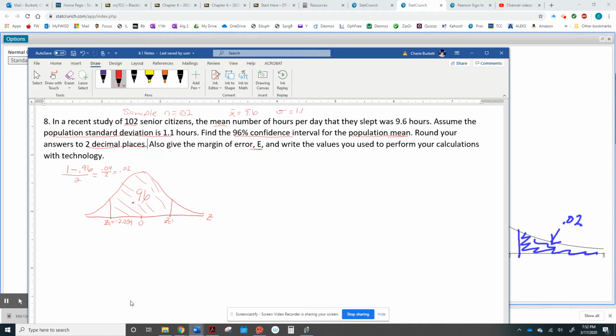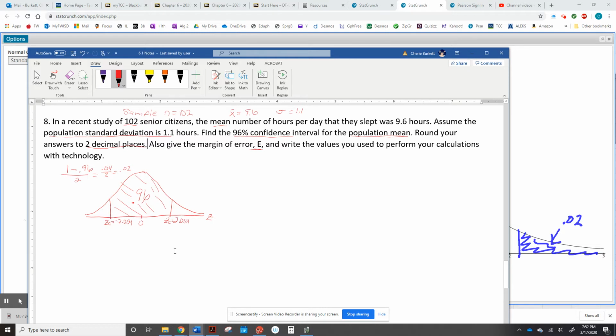And I would probably say 2.05 would have been fine, and this is 2.054. The reason I wanted to do 3 decimal places is because it said to round my answers to 2 decimal places, and these are numbers that I'm going to use to calculate the confidence interval. Since I'm using it to calculate, I'd like to use 1 more decimal place than they want me to round. Because if I just use 2 decimal places, then I'm going to end up with a possible round-off error.